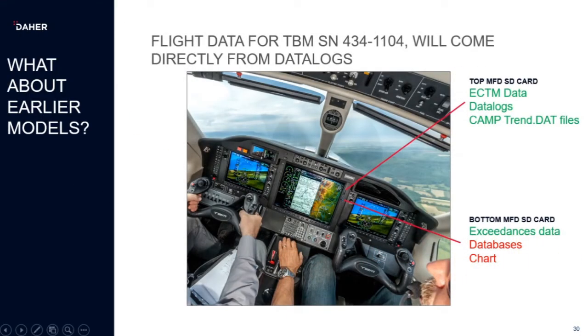Flight data for TBM serial number 434 through 1104 will come directly from data logs. As discussed earlier, the top MFD SD card contains ECTM data logs and trend.dat files. Data log parameters are useful for troubleshooting as they contain airframe info such as fuel quantity indication, current draw, and OAT, to name a few. However, the majority of the parameters are related to engine performance and can help troubleshoot issues during engine start or over temperature, for example.